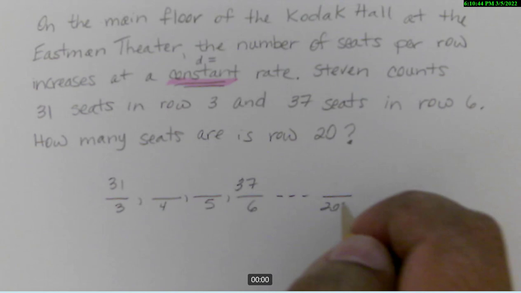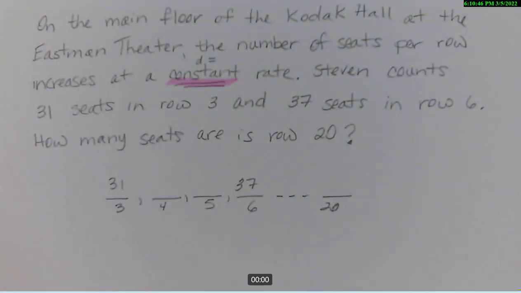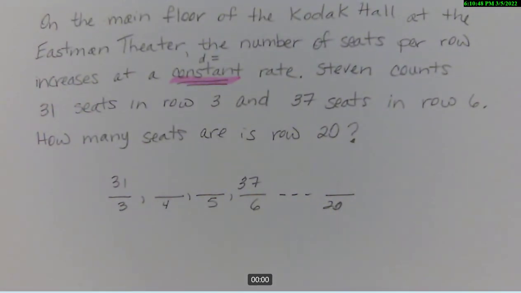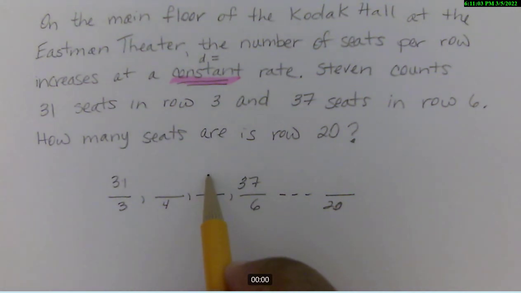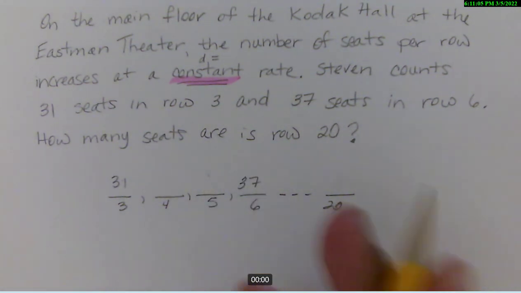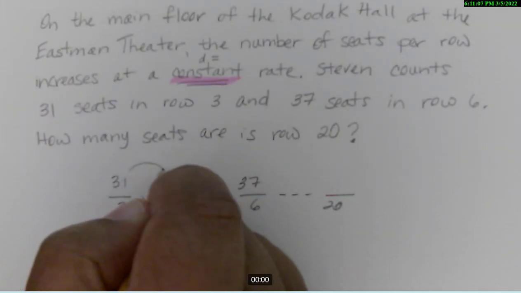All right, well, let's figure this out. I just need to figure out what is the D. So let's see. This is 31. If I go by 2, that's 33. If I go by 2, 33, 34, 35, 36, 37. Yeah, it's going by 2.